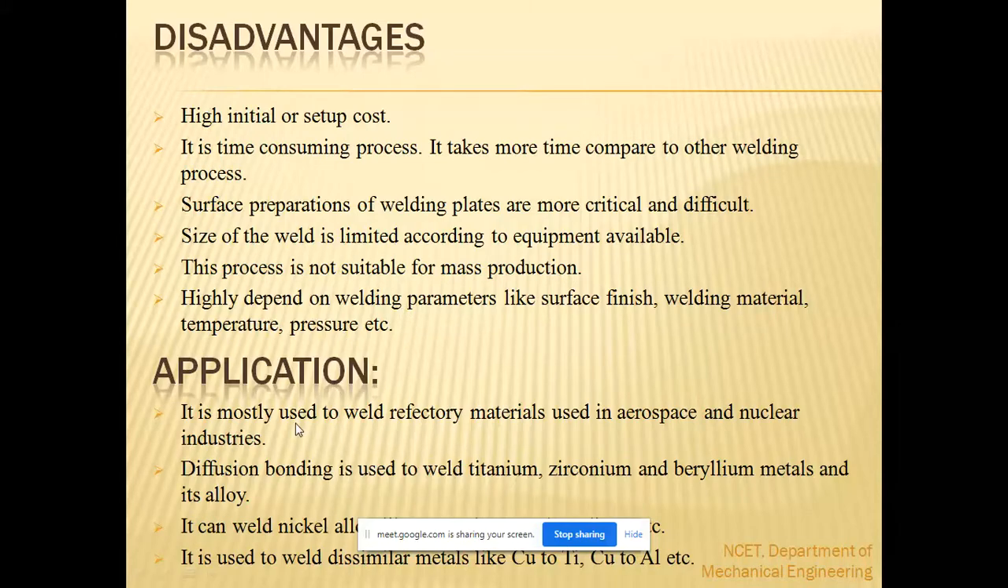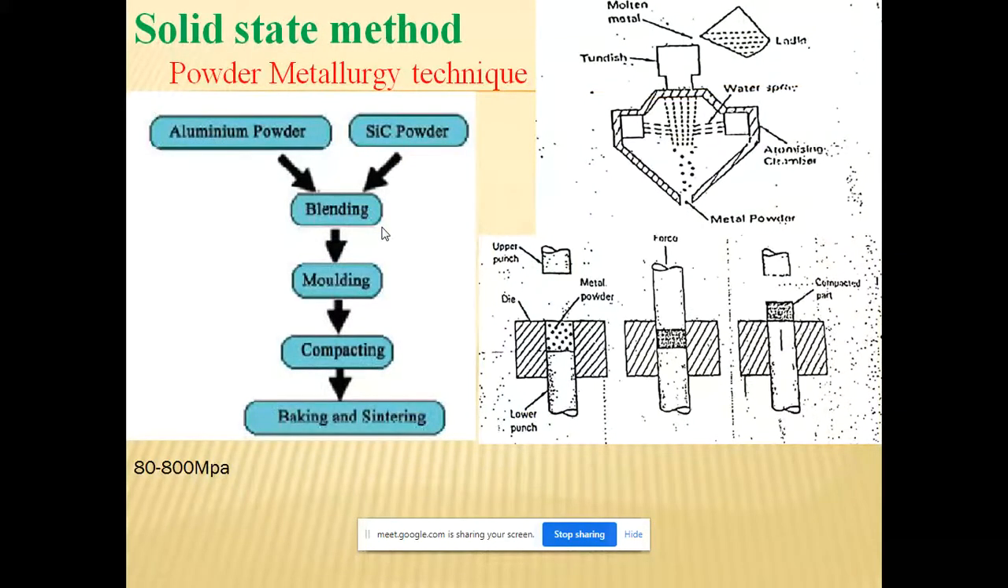Then there are some applications of this one. Welding reinforcement, refractory materials in aerospace, nuclear and defense, and welding nickel and dissimilar materials like aluminum, copper, cobalt. These are the different applications of diffusion bonding. Right, now we have one more method which comes under solid state methods. That is powder metallurgy. This is a very important and very frequently used manufacturing method for composites and also alloys. That is powder metallurgy, right?